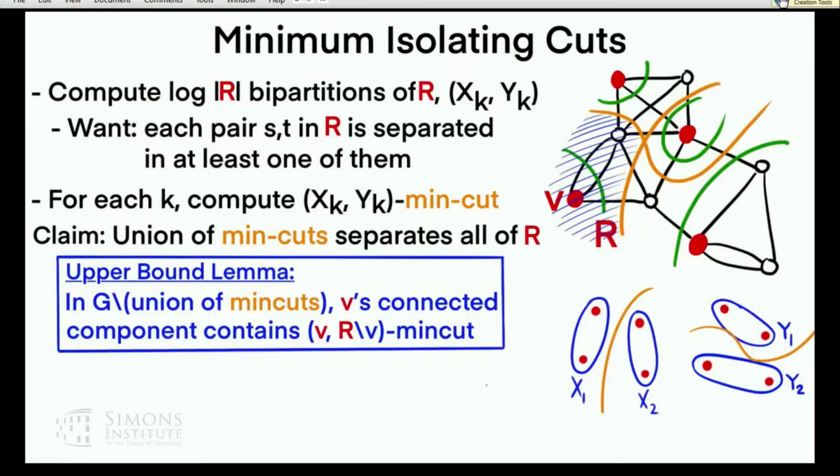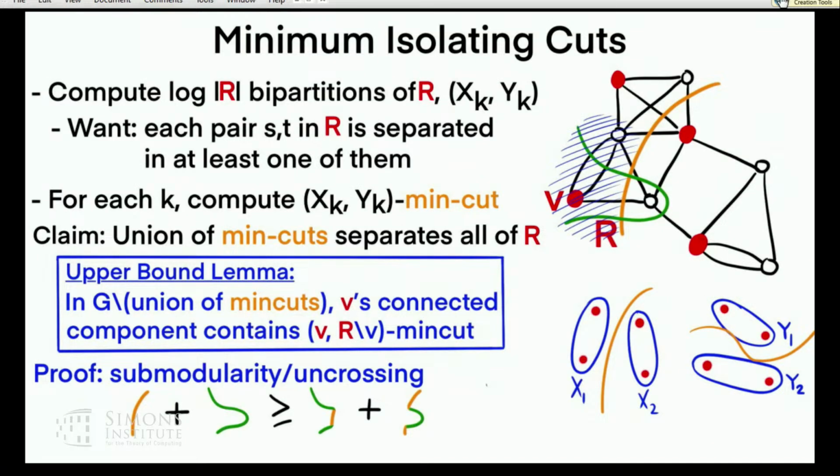And now the key claim is that if we remove the union of the edges of the cuts, then for each terminal, the connected component containing that terminal contains the isolating cut. So here, think of the green cut as the isolating cut. The upper bound we obtain is the connected component containing this vertex. And we'll show that this component contains the correct isolating cut.